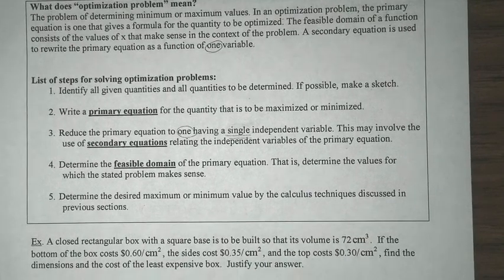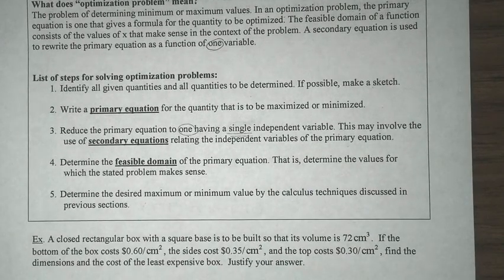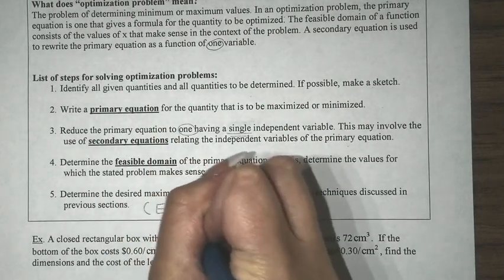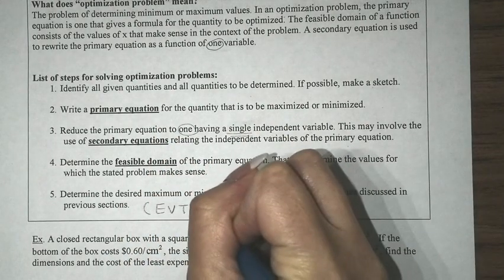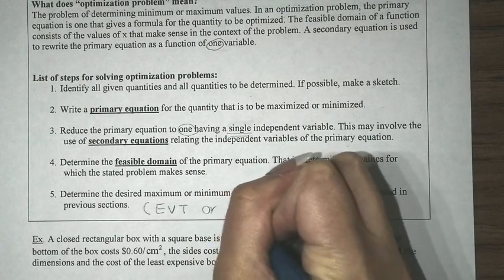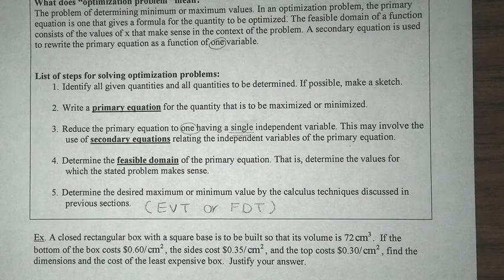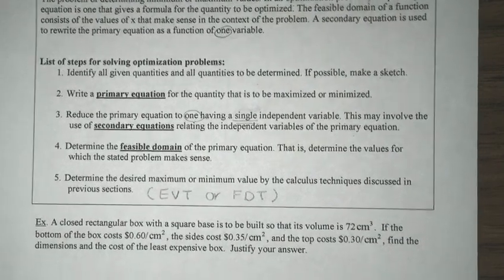After that, you are going to determine the feasible domain of the primary equation. This means to determine the values for which the stated problem makes sense. And last but not least, we're going to determine the desired maximum or minimum value by the calculus techniques discussed in previous sections. This means the extreme value theorem or candidate test or the first derivative test. Those are the two basic resources that we have from previous lessons that we're going to keep using.